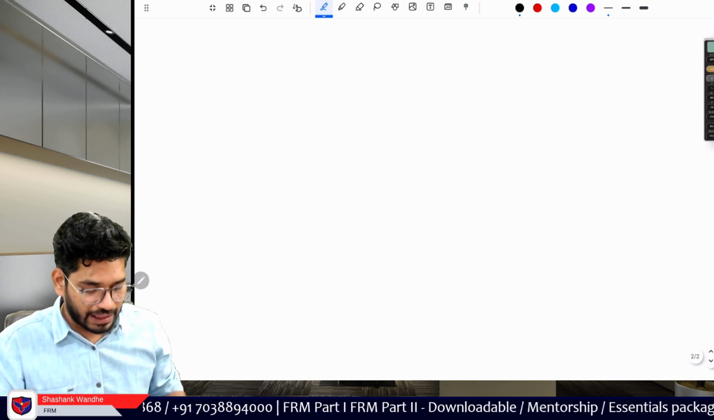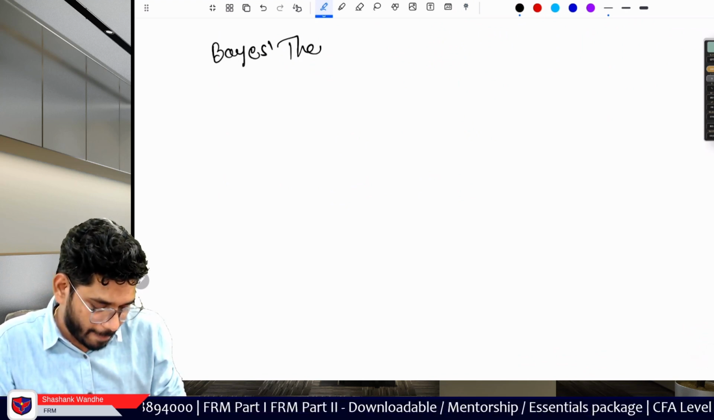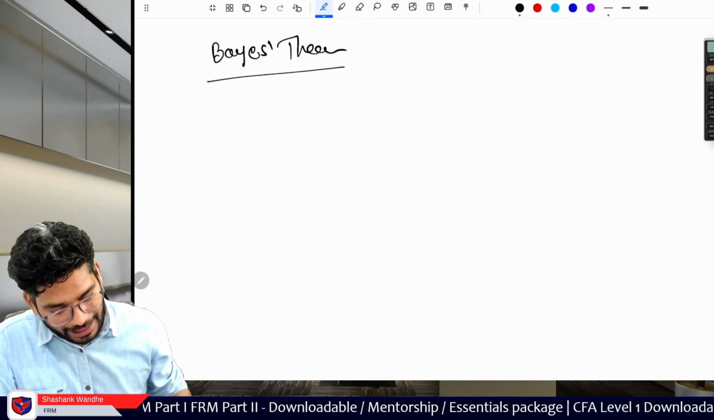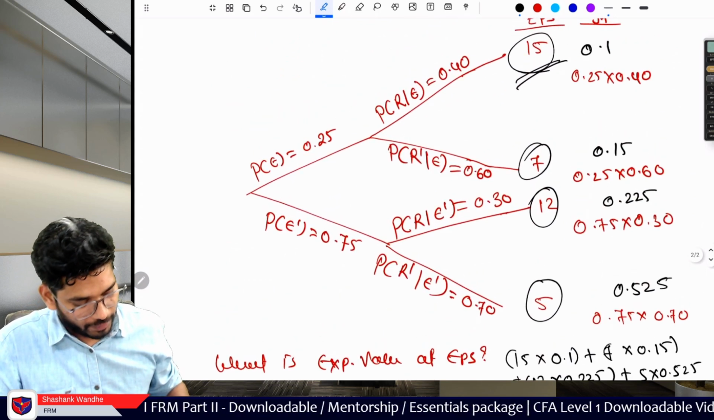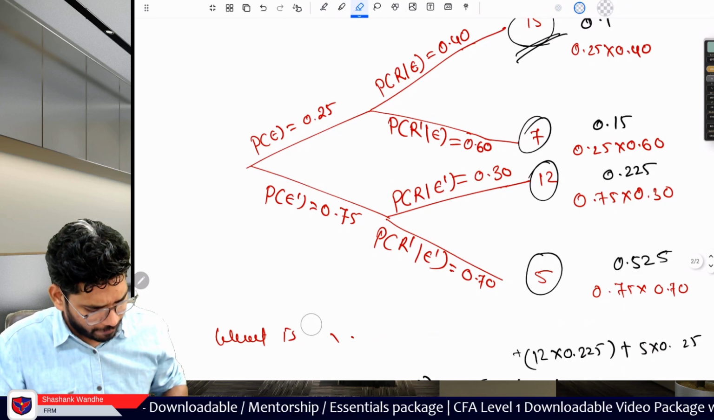Now here we have the last discussion, and which is Bayes theorem. Now, in this Bayes theorem, we will take the support of this tree only. Okay, we will work on this tree instead of doing fresh calculations.